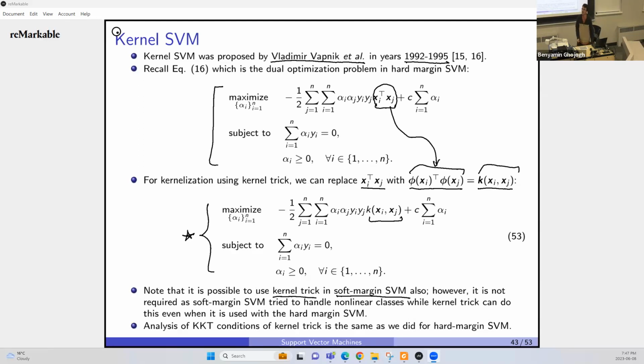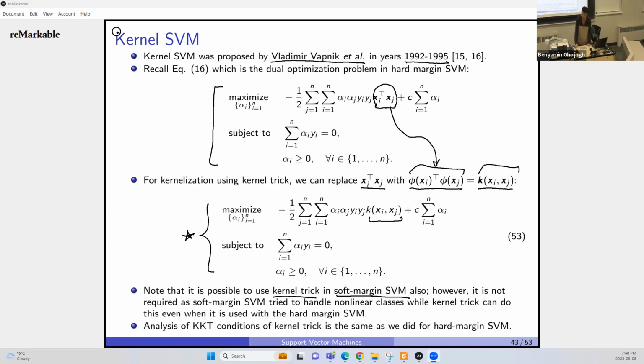Because what was the purpose of soft margin SVM? If we have some misclassifications, let's tolerate them. What is the purpose of kernel SVM? If they are very non-linearly separable, let's handle them. We don't need to use any toleration anymore, right? Because we can easily increase the dimensionality by kernel and they become linear. Hopefully they become linearly separable. Although it is possible to apply kernel SVM on soft margin SVM. All right. Okay. Analysis of KKT conditions of kernel trick is the same as what we did for hard margin SVM. Okay.